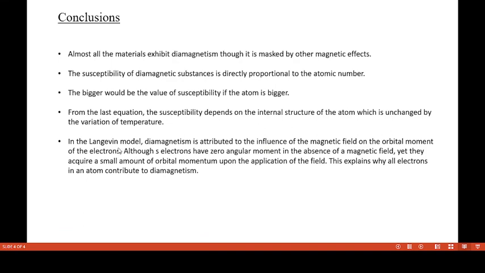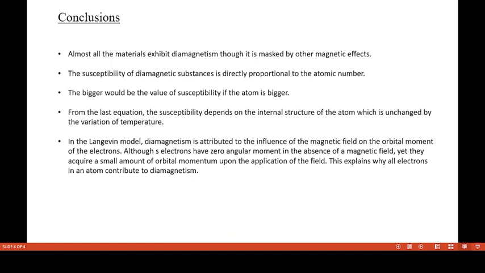And in Langevin model, diamagnetism is attributed to the influence of the magnetic field on the orbital moment of the electrons. Although s electrons have zero angular momentum in the absence of a magnetic field, yet they acquire a small amount of orbital momentum upon the application of the field. This explains why all the electrons in an atom contribute to diamagnetism.